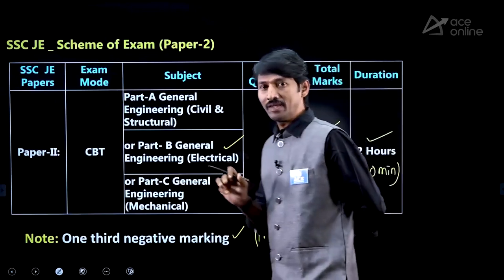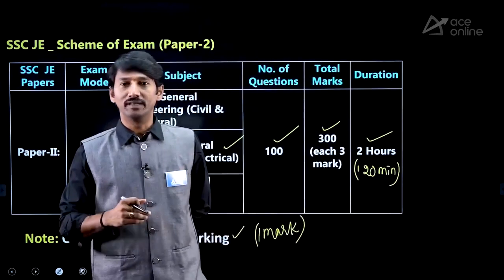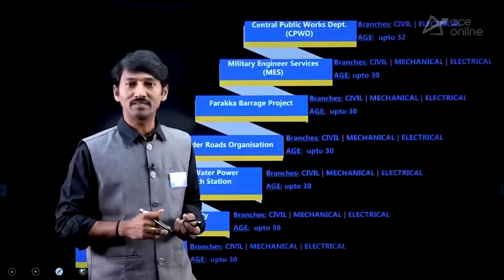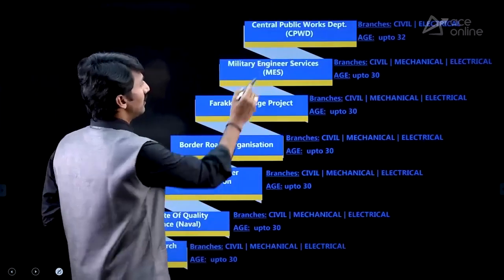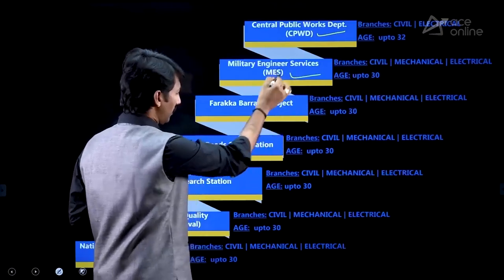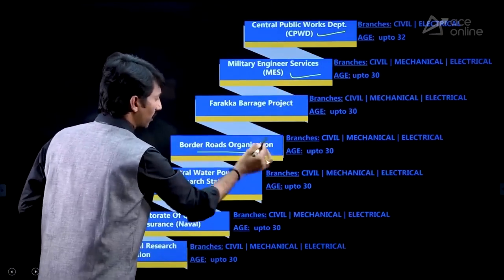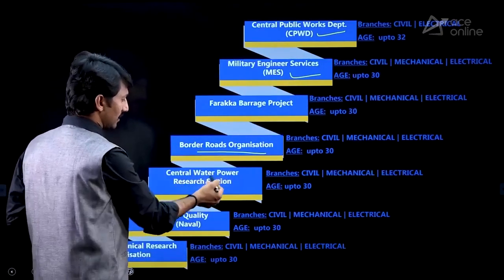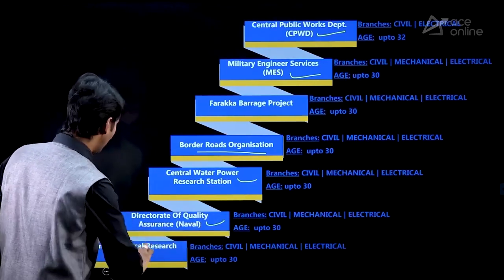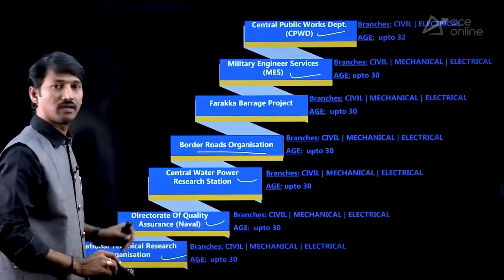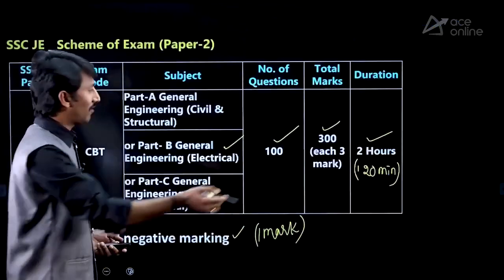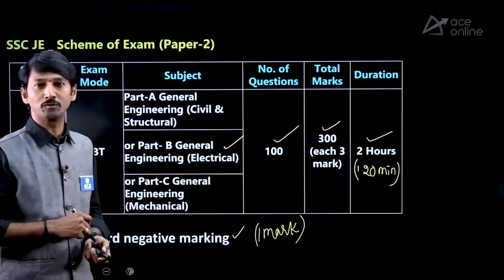The question is, sir, which departments will be there after clearing SSC JE? I'm just brushing up here: CPWD, MES, and different organizations like Border Roads Organisation, Central Water and Power Research Station, Naval, and then National Technical Research Organisation. You will get a post in all these departments after clearing paper 1 and paper 2.